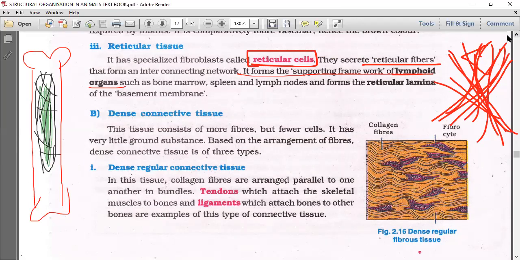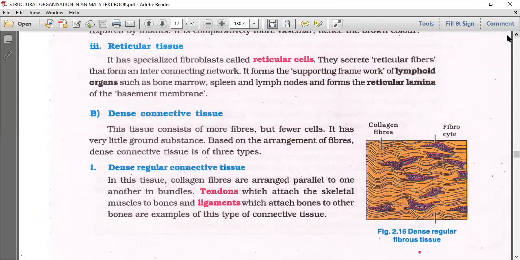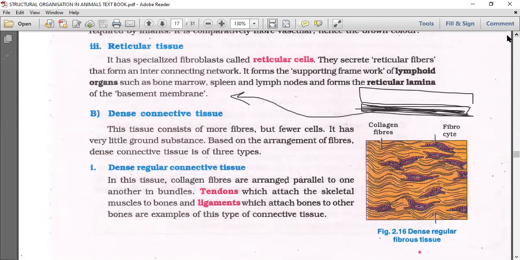Not only in the bone marrow, in the spleen and in the lymph nodes too. It forms the reticular lamina of the basement membrane. Do you remember the basement membrane? We said basement membrane is composed of two: basal lamina and reticular lamina. This reticular lamina of the basement membrane is formed by reticular tissue.